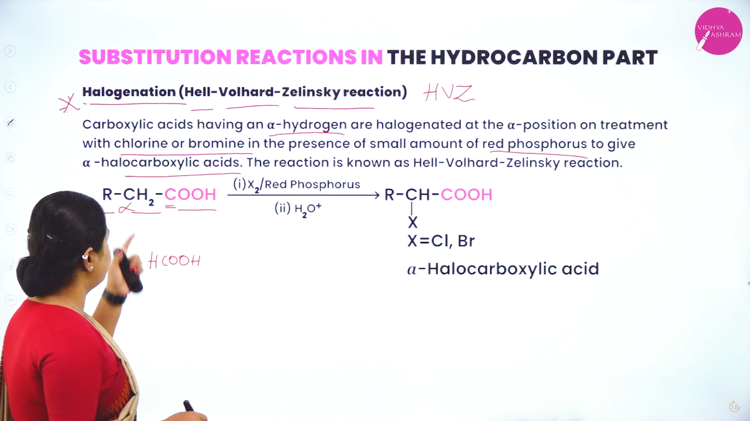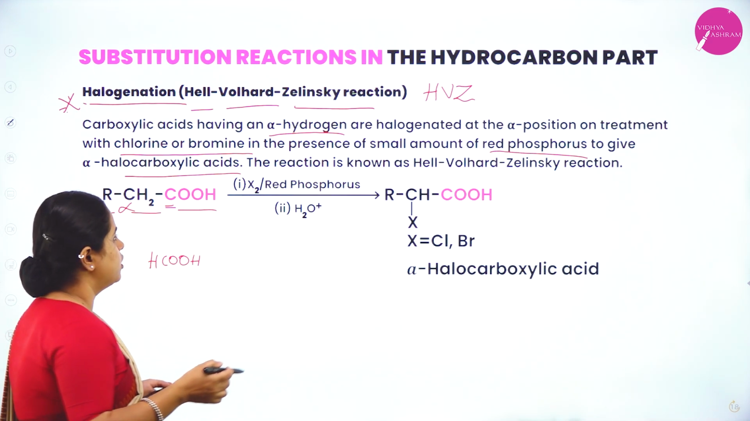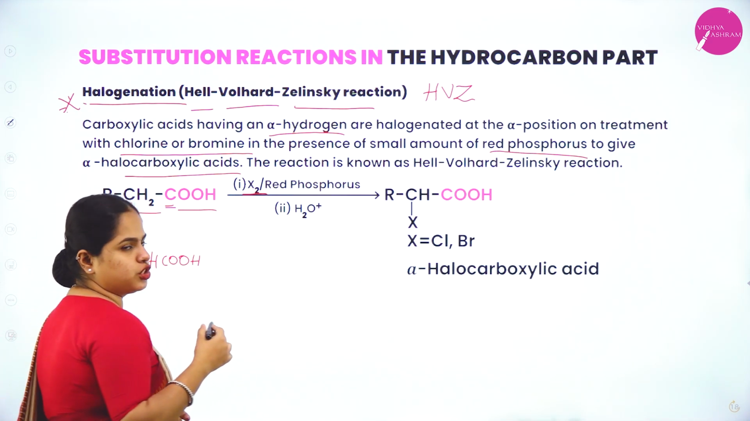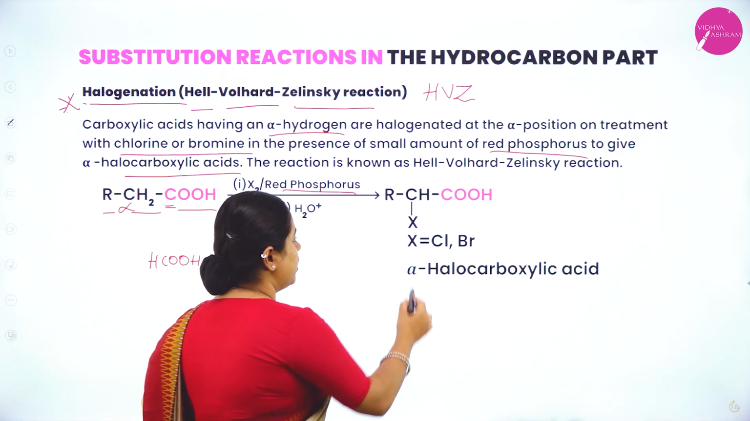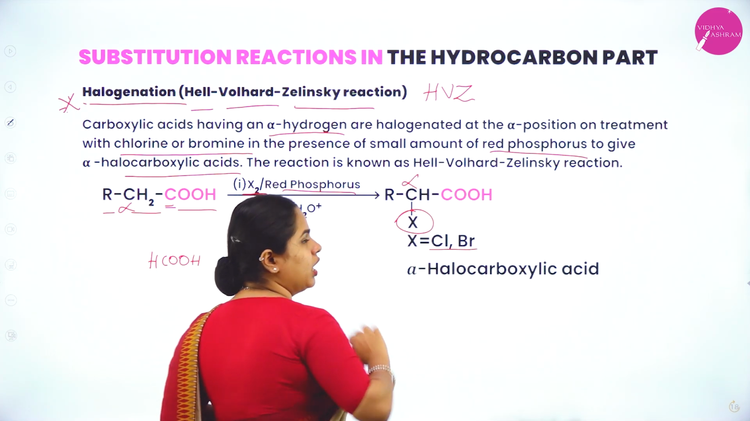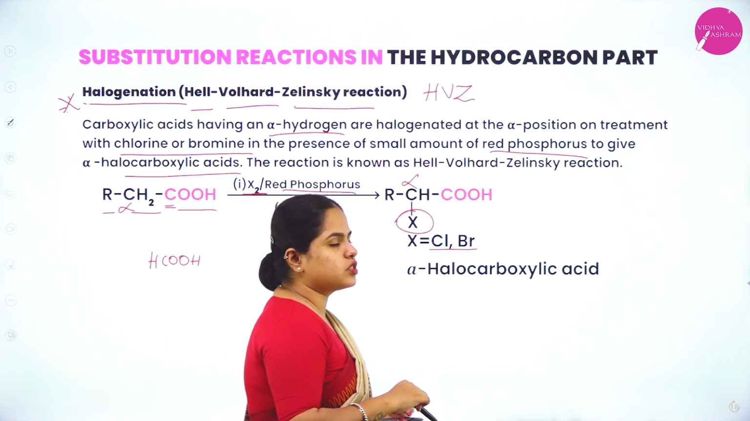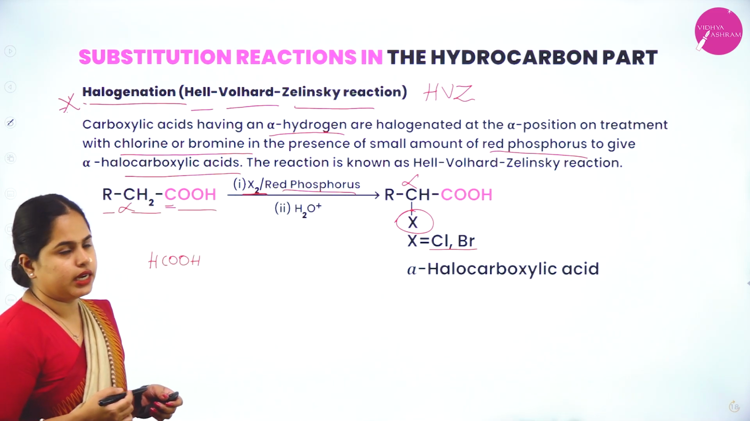So let's see here, alpha carbon. To this alpha carbon, the halogen atom is going to be attached. So we can add X2, as shown here, that is chlorine or bromine in the presence of red phosphorus. What is going to happen? The halogen is going to be added, that is, the chlorine or bromine is going to be added to the alpha carbon atom. So this is called the HVZ reaction or Hell-Volhard-Zelinsky reaction.